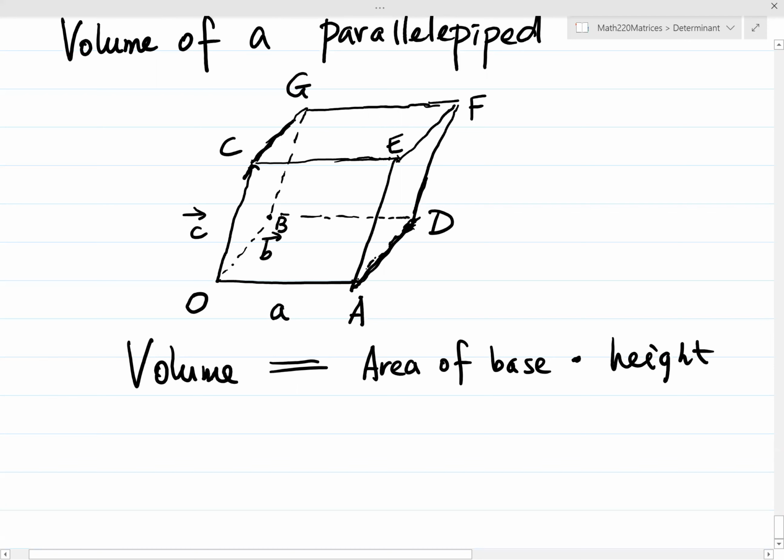Now the base is a parallelogram. How do we determine the area of the base if we know the vectors A and B? Remember, the area of the parallelogram is determined by what operation?